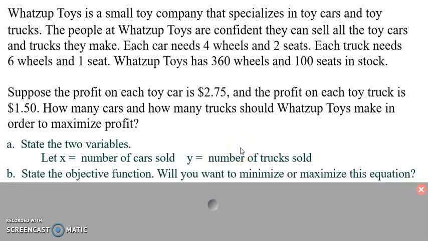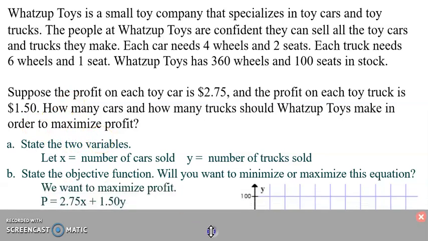So now we want to state the objective function, and that's what we're trying to maximize. In some cases we're trying to minimize something, but in this case, we're selling a product, so we're trying to maximize profit. We look in the problem, and it tells us what we're trying to maximize. And we can just take the first letter of whatever we're trying to maximize or minimize. So P, our total profit, is equal to 2.75x plus 1.50y, because that represents the profit for each car that's sold and the profit for each truck that's sold.